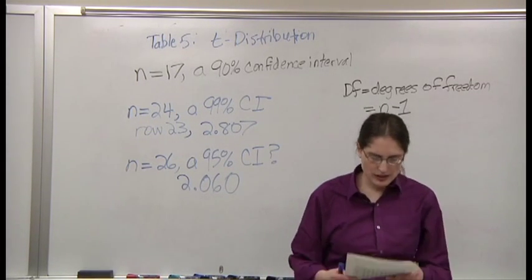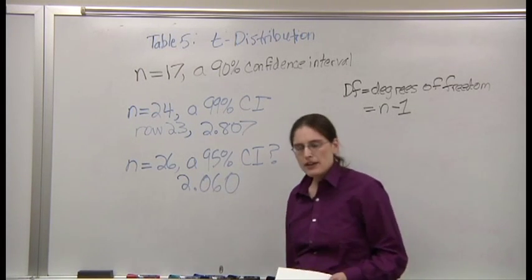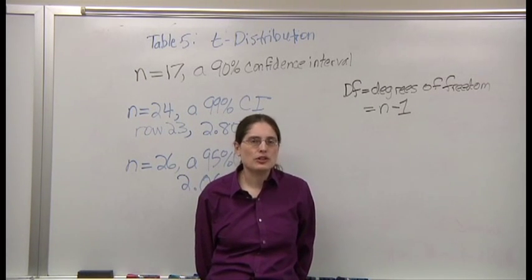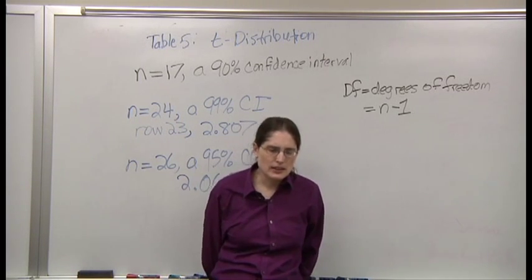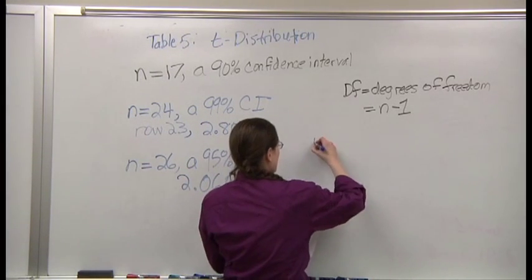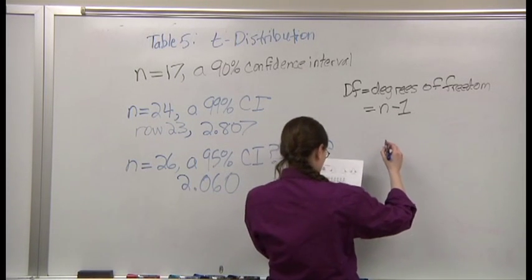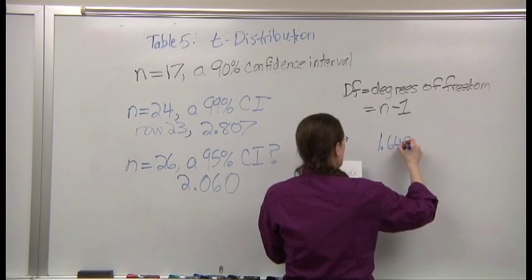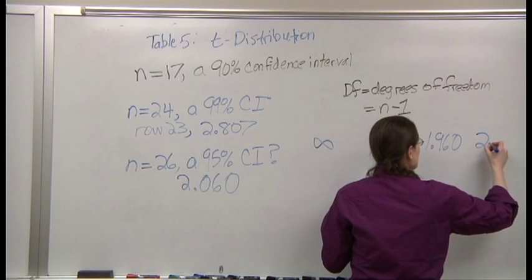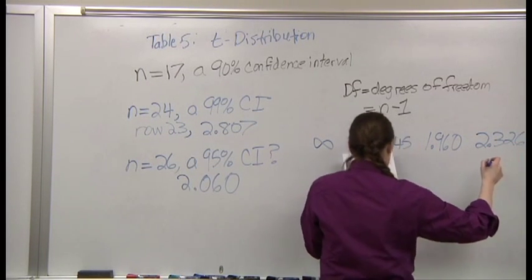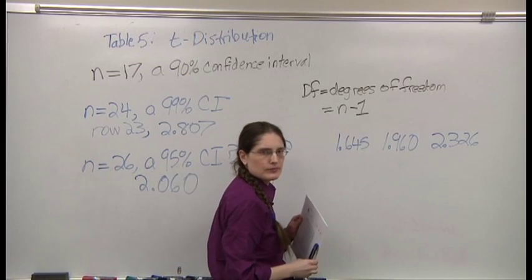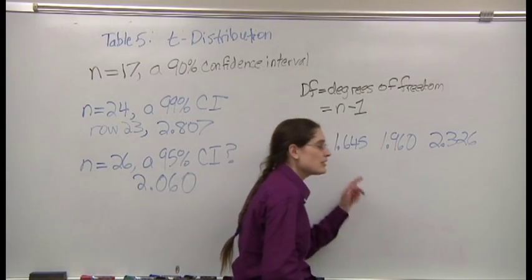Now, let's just look at this table for a minute. As you go down a column, what do you notice? Well, the numbers are getting smaller, right? What's at the bottom of the table? We got this weird row. Infinity sign. Then we get these numbers: 1.645, 1.960, 2.326. Where have we seen these before? That's right. These are z-scores.